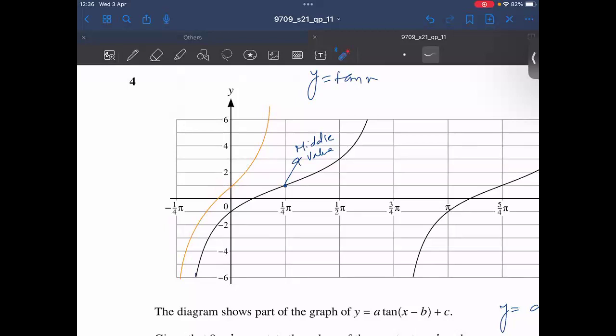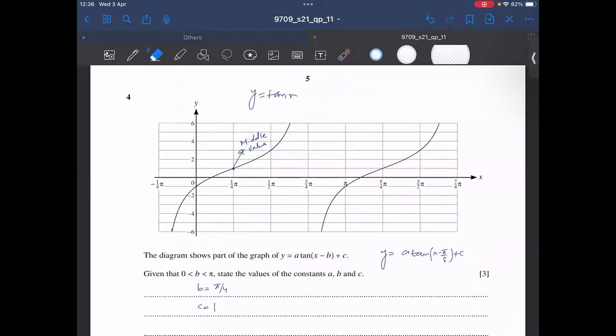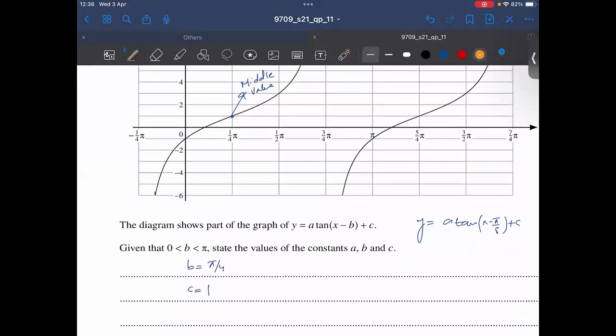But in this graph, if you look at the middle value, it is positive 1, and it is not lying on the y-axis. It is lying pi by 4 units away from the y-axis towards the right. That means your graph has been shifted pi by 4 units towards the right along the x-axis. So it's going to be x minus pi by 4. And what about A?